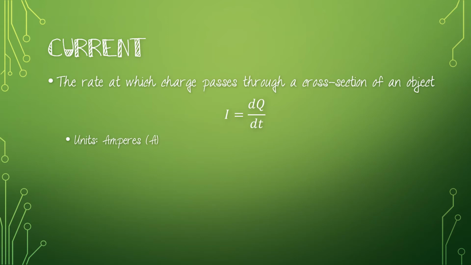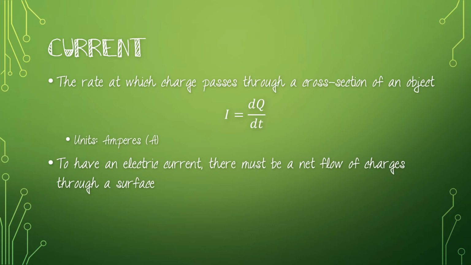If we look at the equation, we see that the units would be coulombs per second, and a coulomb per second is otherwise known as an ampere. Sometimes we shorten that to amps, and we use a capital letter A as the abbreviation there.